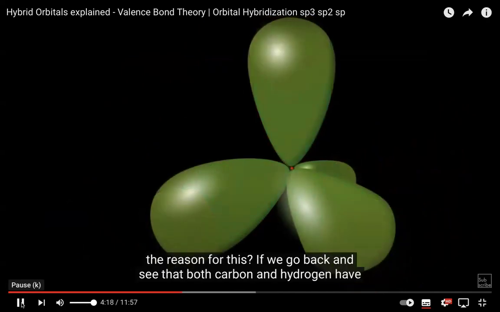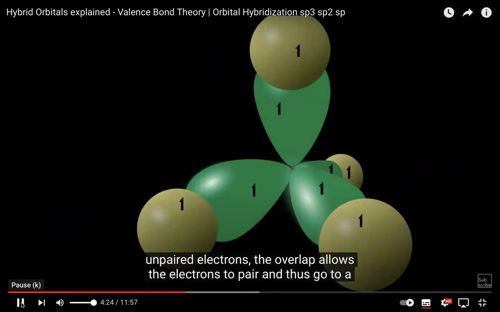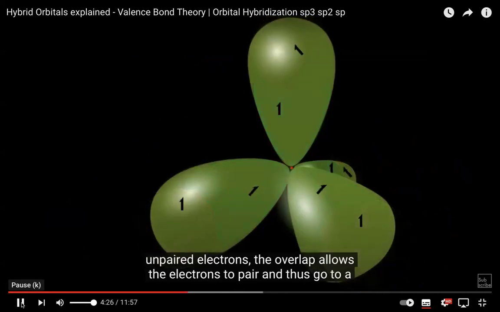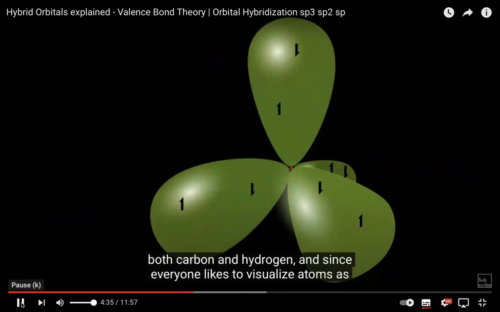So what would be the reason for this? If we go back and see that both carbon and hydrogen have unpaired electrons, the overlap allows the electrons to pair and thus go to a lower potential energy. The illustration here contains the valence electrons of both carbon and hydrogen.